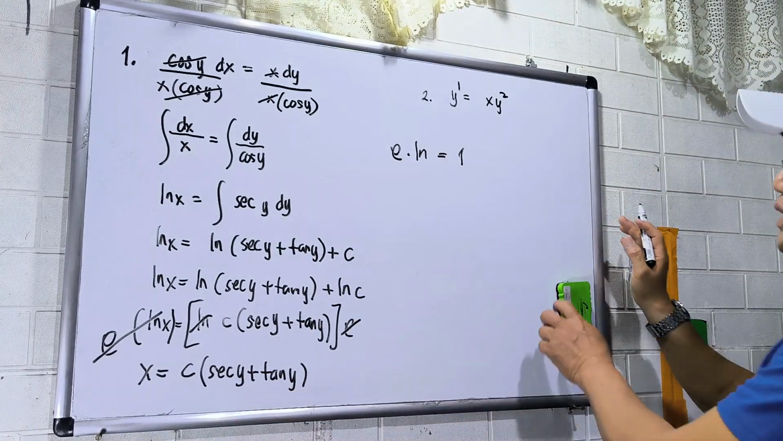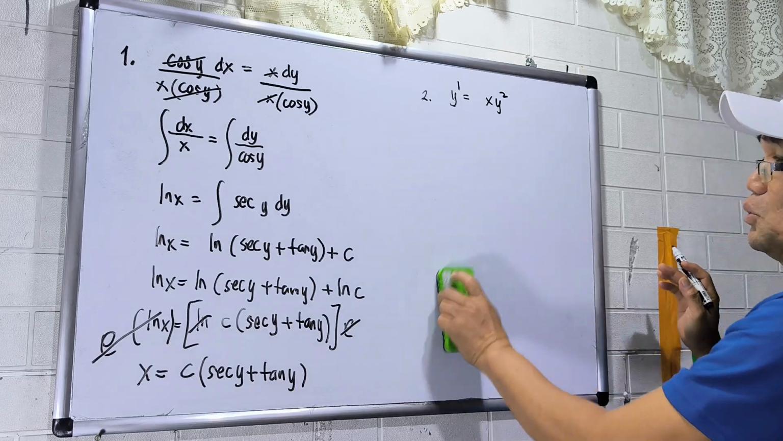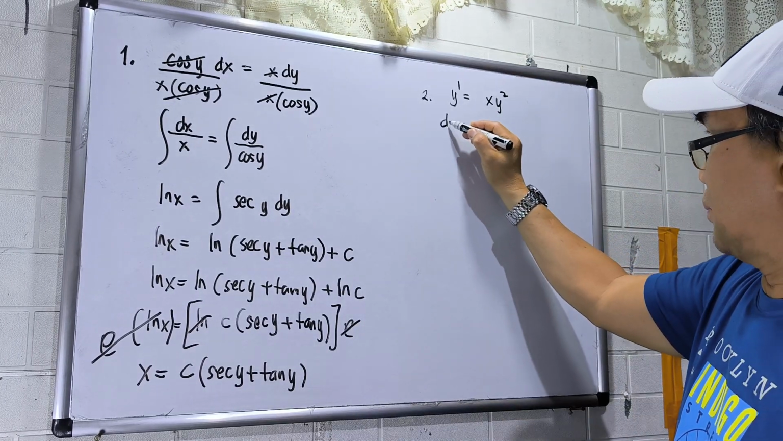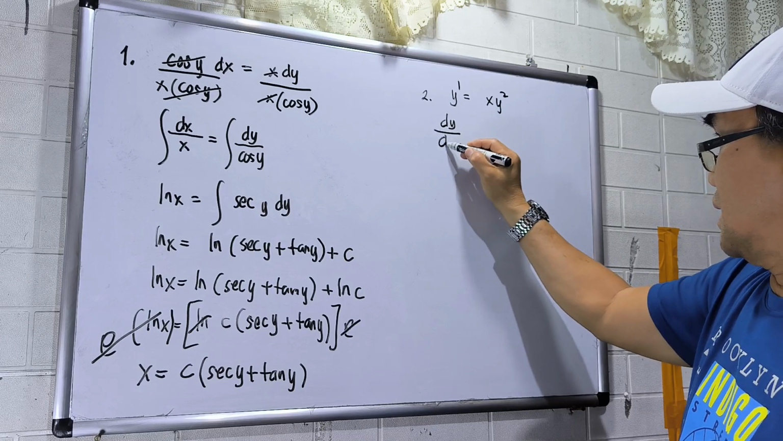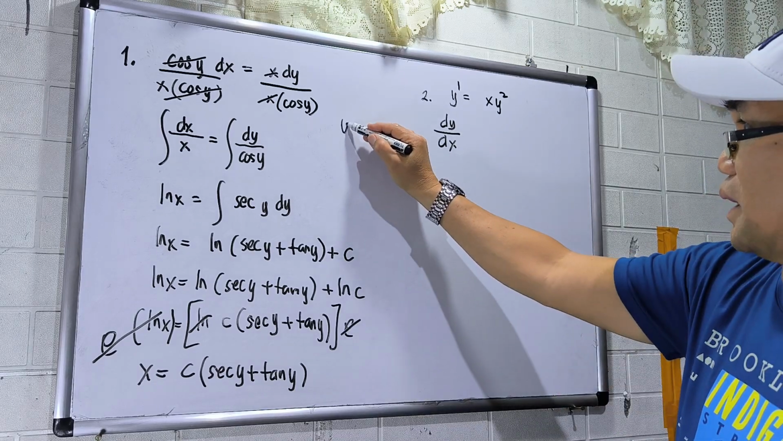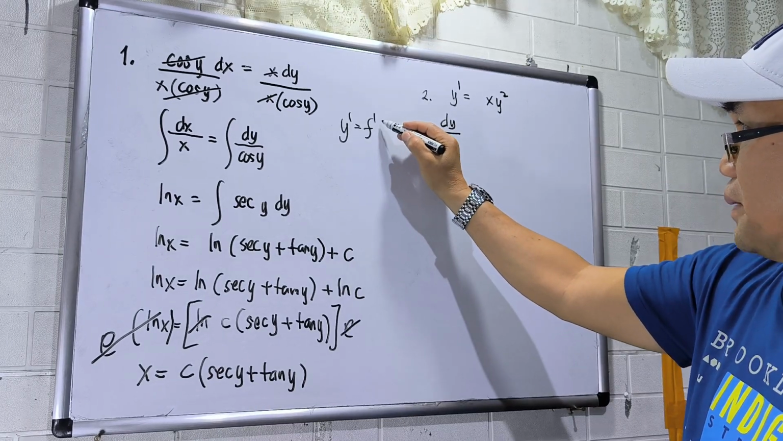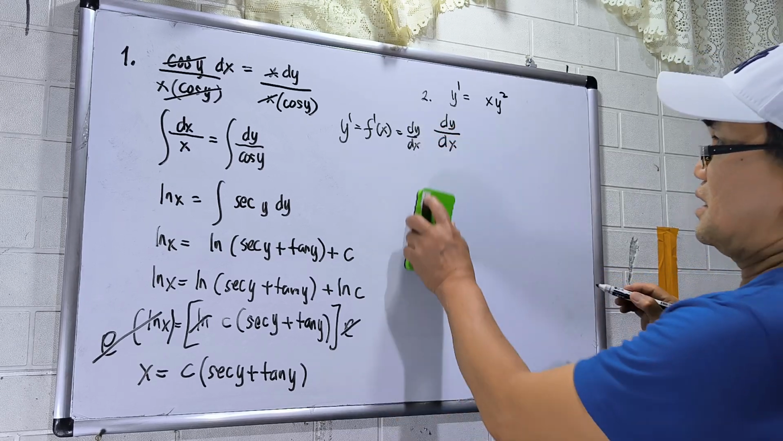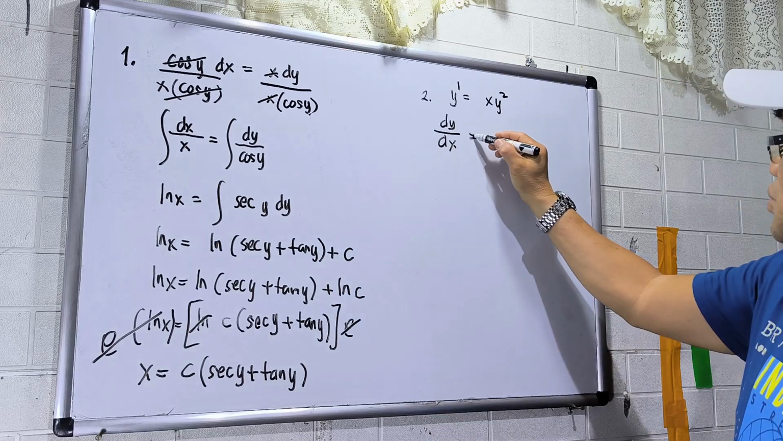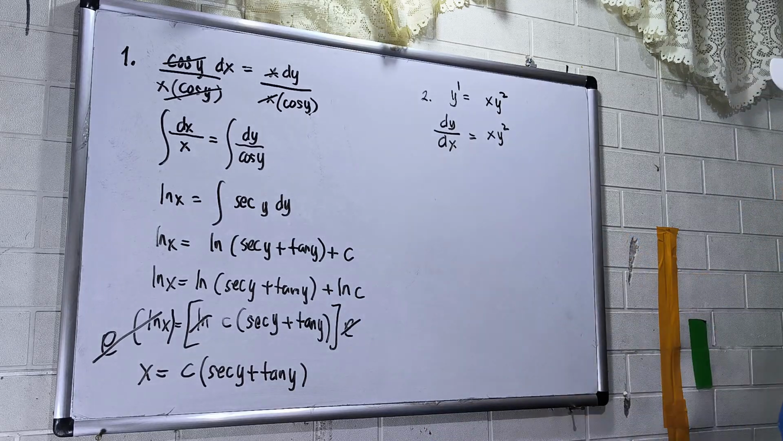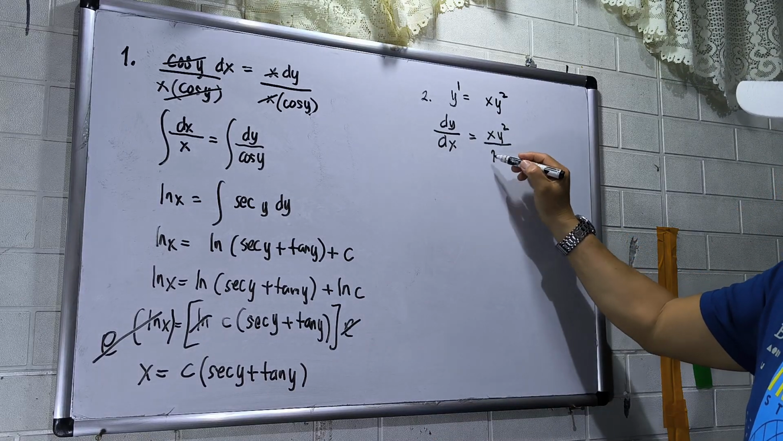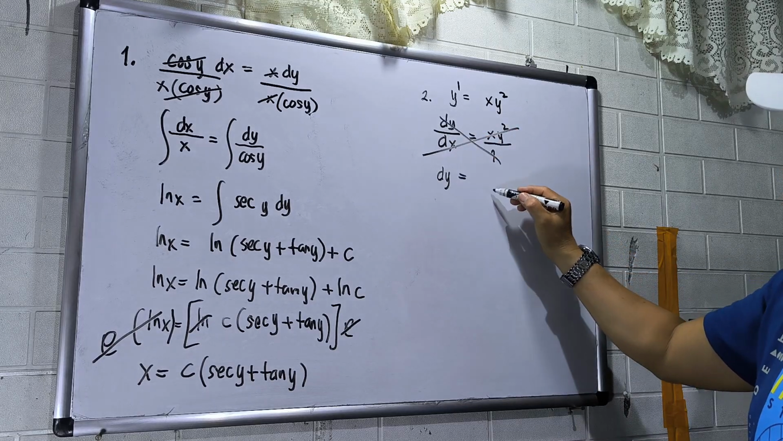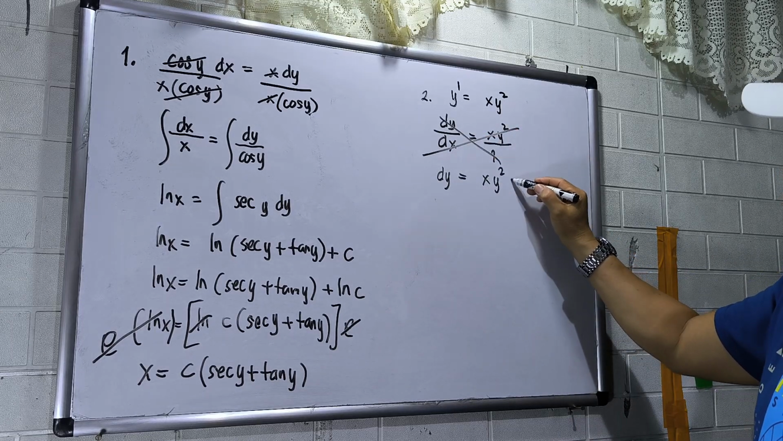Okay, let's proceed to number 2. So I have now y prime equals x y squared. So I will write this one as dy over dx. Take note, y prime is equal to f prime of x, or this will be equal to dy over dx. Okay, so this will be x y squared. And then cross multiply. This one is dy, okay, is equal to x y squared dx.